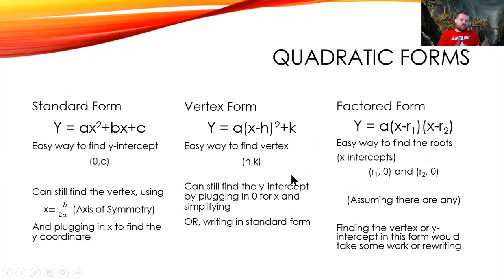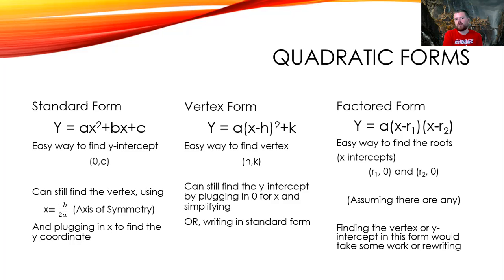So remember that standard form, that's your easiest way to identify the y-intercept. Whatever the c value is, 0, c. In vertex form, y equals a times x minus h squared plus k. Whatever h and k are, that's your vertex. Your factored form, y equals a times x minus r1 times x minus r2, or x minus p times x minus q. Those values are your x-intercepts.